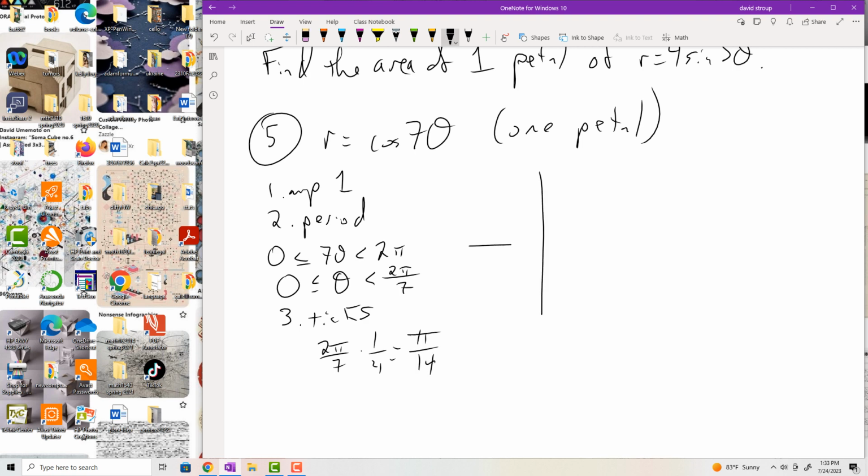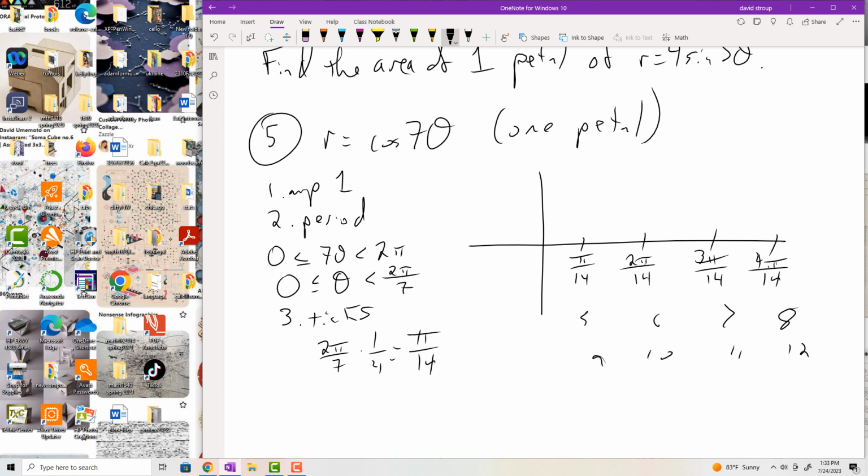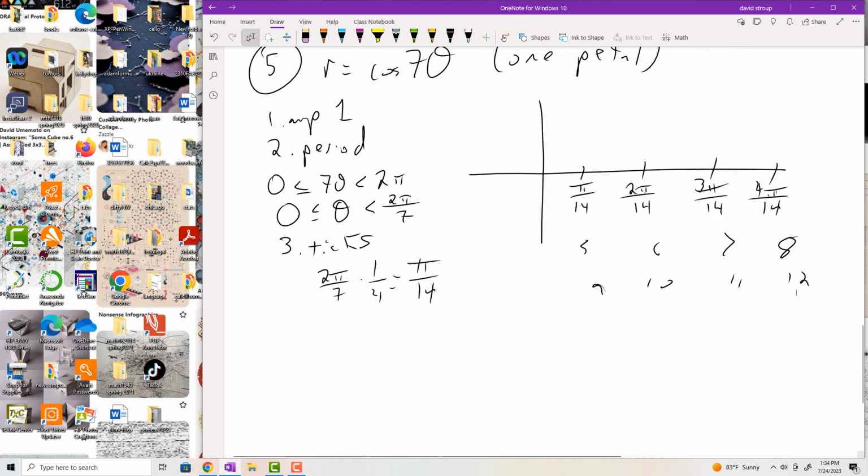And so these are by pi over 14s. 6, 7, 8, 9, 10, 11, 12. And it seems like it just keeps on going and on and on. But we'll see what that gets us. Okay. Cosine looks like the handlebars of a motorcycle.